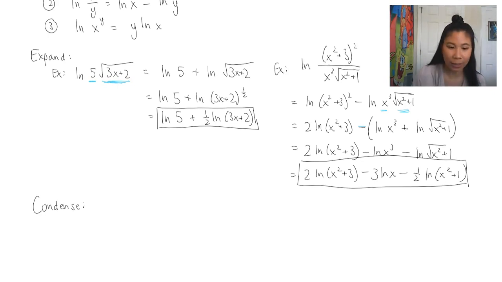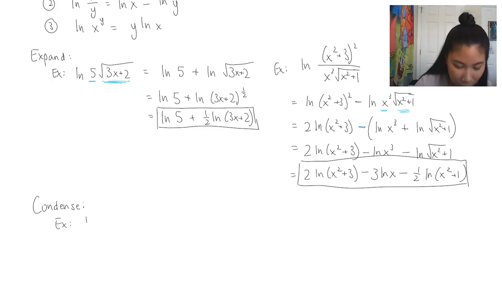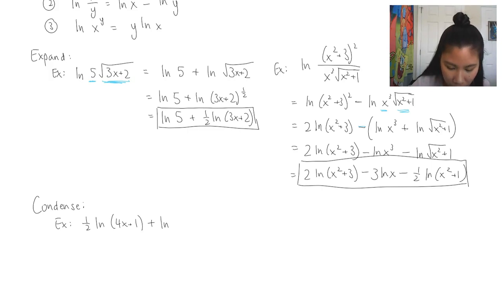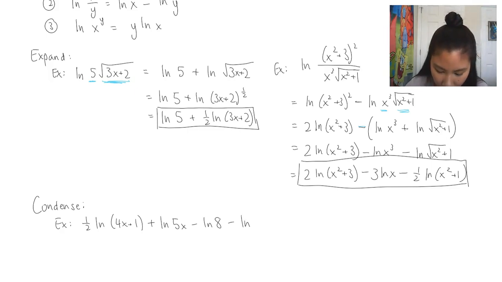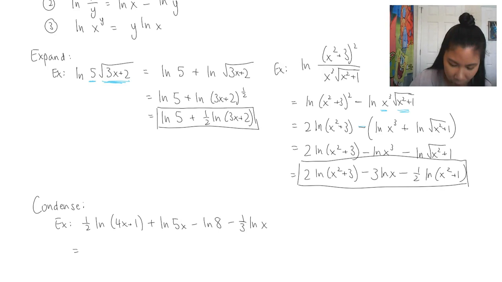Okay, let's try one where we condense then. So condense means at the end you should only end up with 1 log. So let's say I started with 1/2 times the natural log of 4x plus 1 plus natural log of 5x minus natural log of 8 minus 1/3 natural log of x. Okay, so we got a lot of stuff going on here.